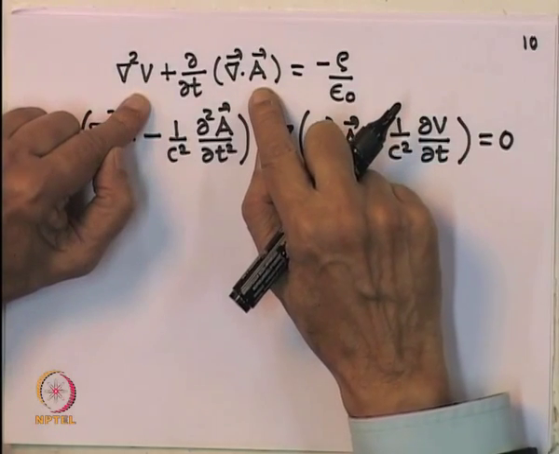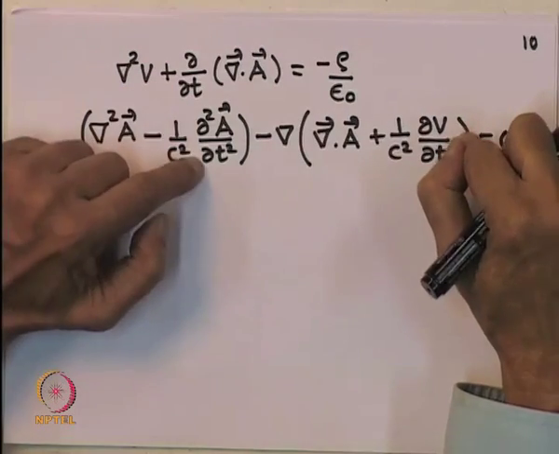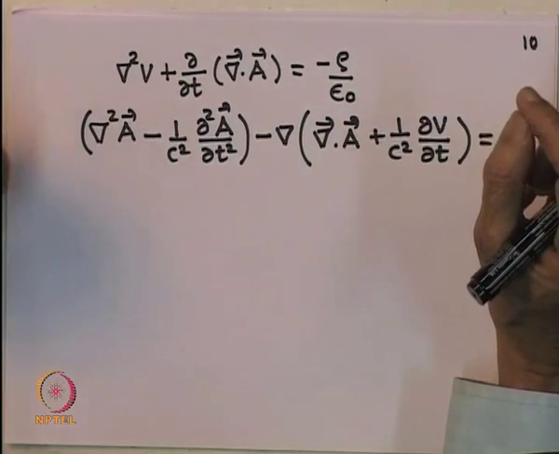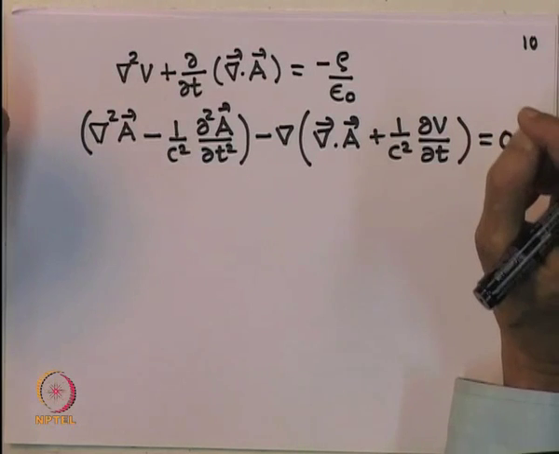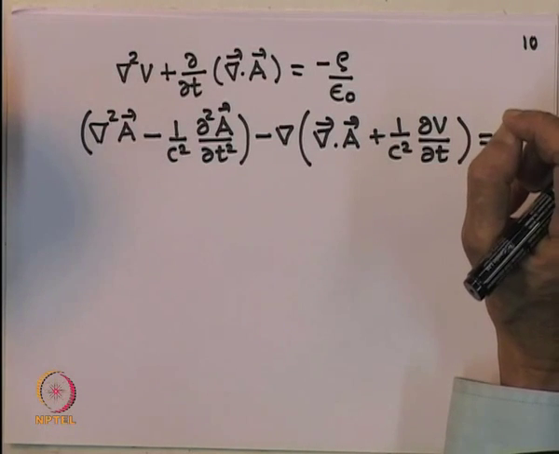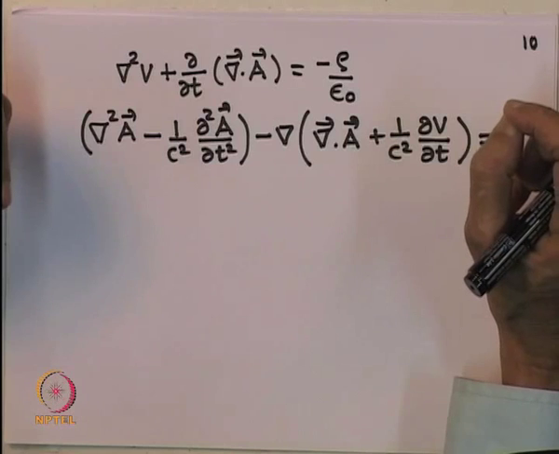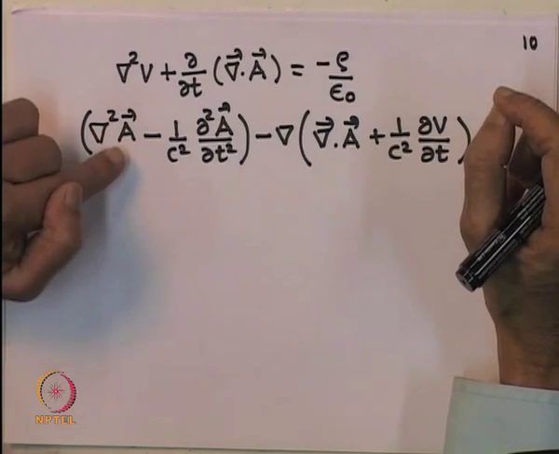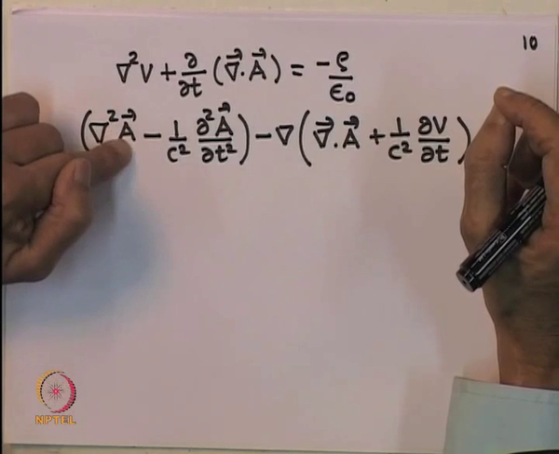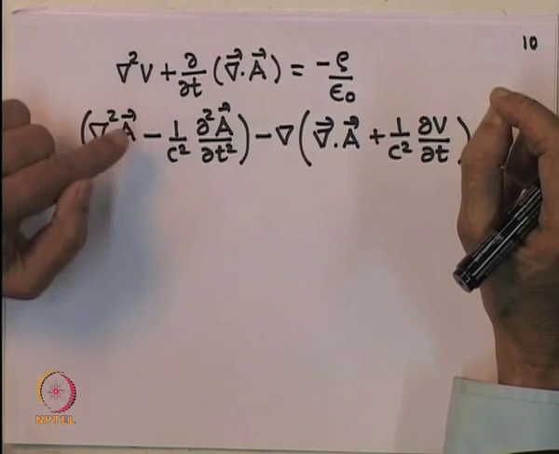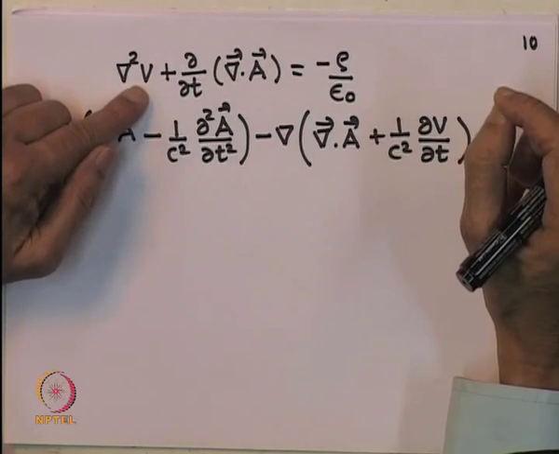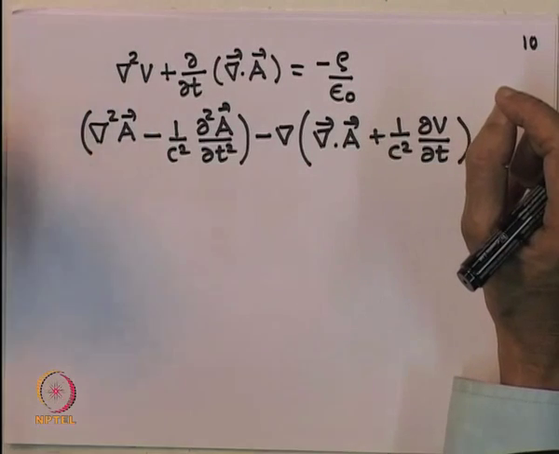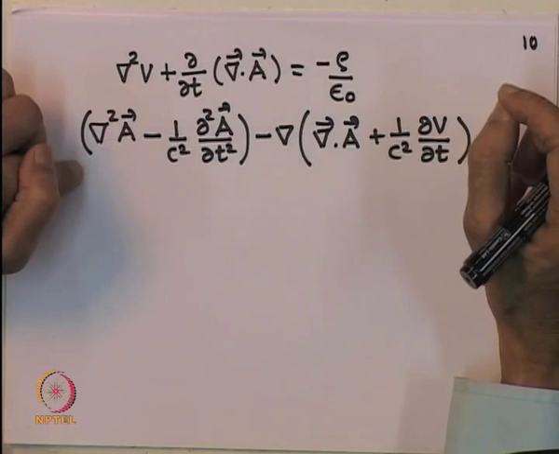This contains both V and A, and this also contains both V and A. So, what is the advantage that we have got? The advantage that we have received so far is, instead of four equations in six quantities, I have two equations in four quantities. I have vector potential, which is a vector, so I have three quantities there. I have a potential V, which is a scalar, so there is one quantity there. So, I have got four, but of course, the equations are coupled.